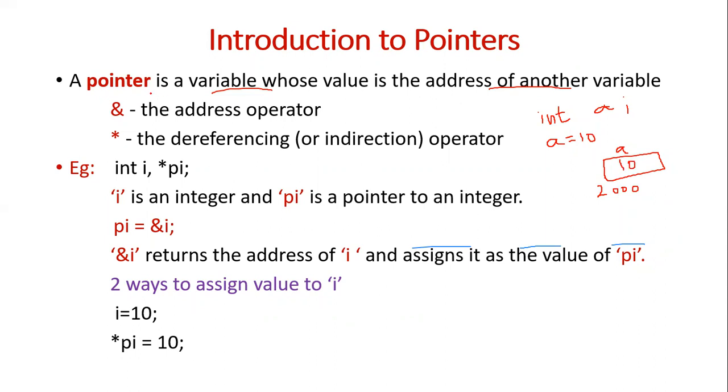Now again see the definition. A pointer is a variable whose value is the address of another variable. So a pointer is a variable and the value of that variable will be the address of another variable. Now say that I am declaring another variable here, that is a pointer variable, int star p. So what is star p? p is a pointer variable which can point to an integer. It can point only to an integer.